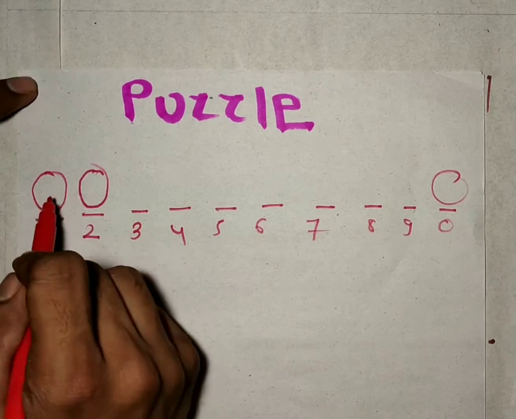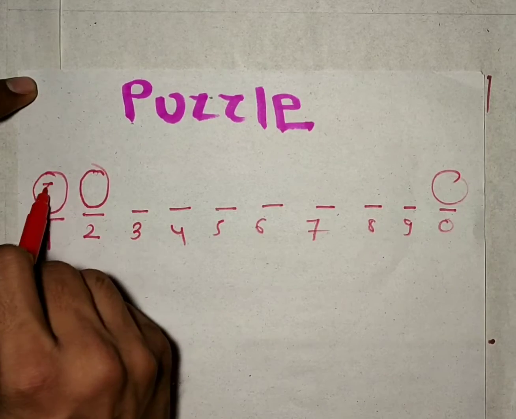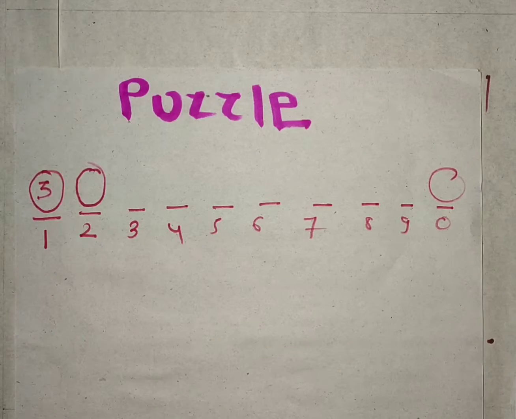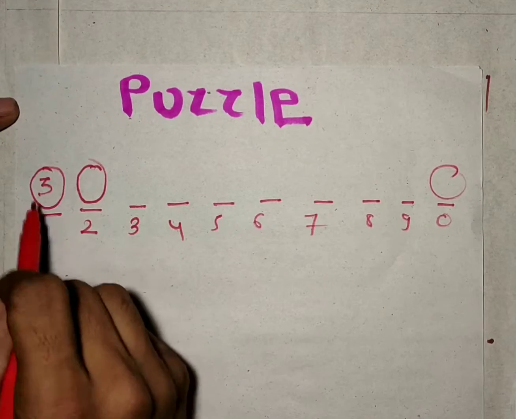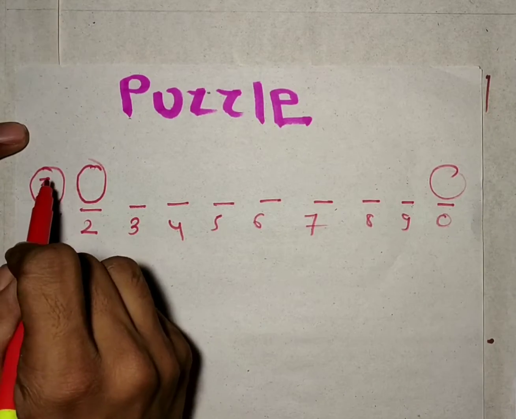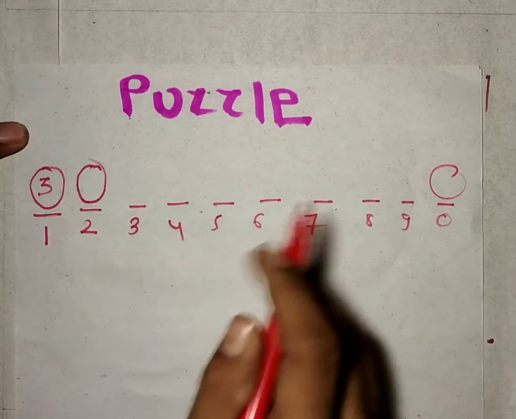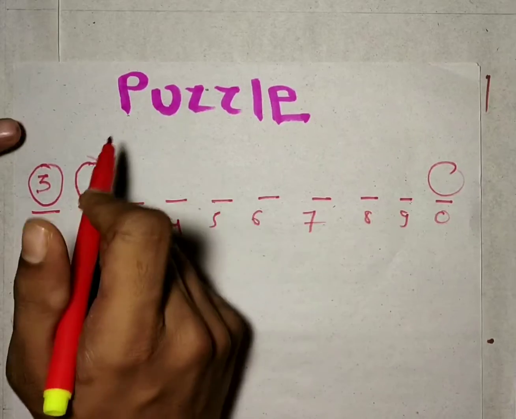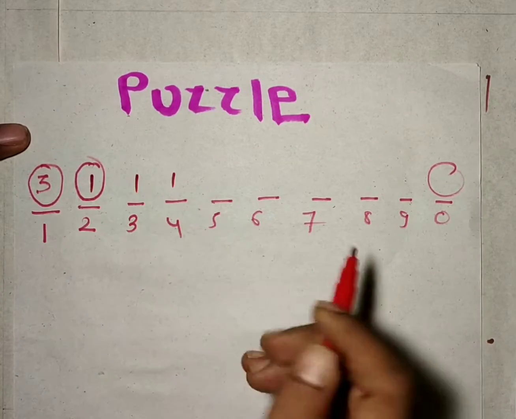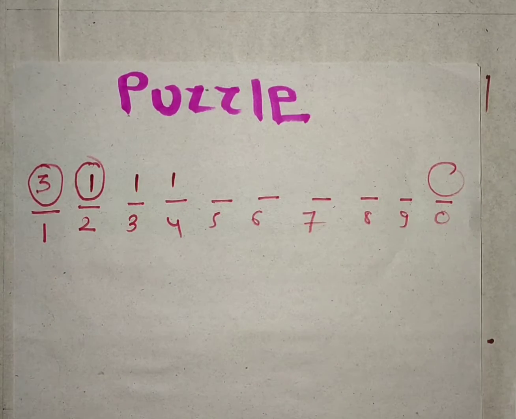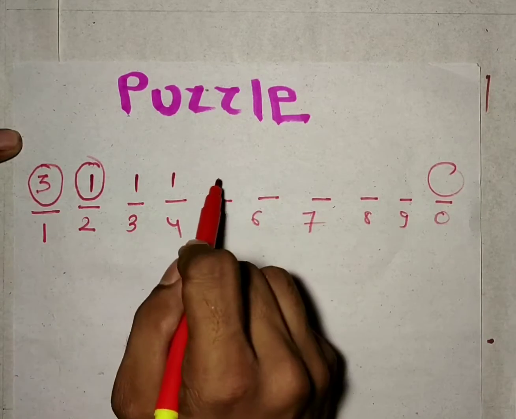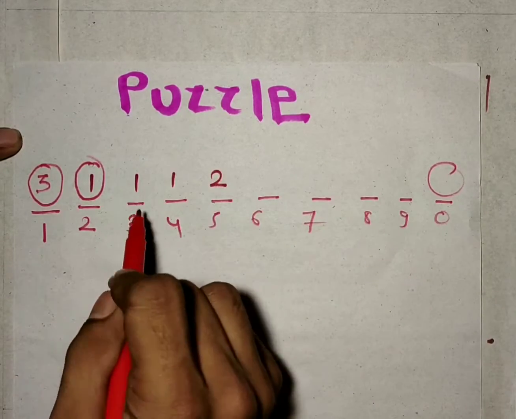Now, if I say the first digit is 3, what does it mean? According to the question, the 3 represents the number of 1s in the whole number. So the 1 will come 3 times in the whole number; we don't know where, but it comes 3 times. Then 2 is coming 1 time, and 3 is coming 1 time.